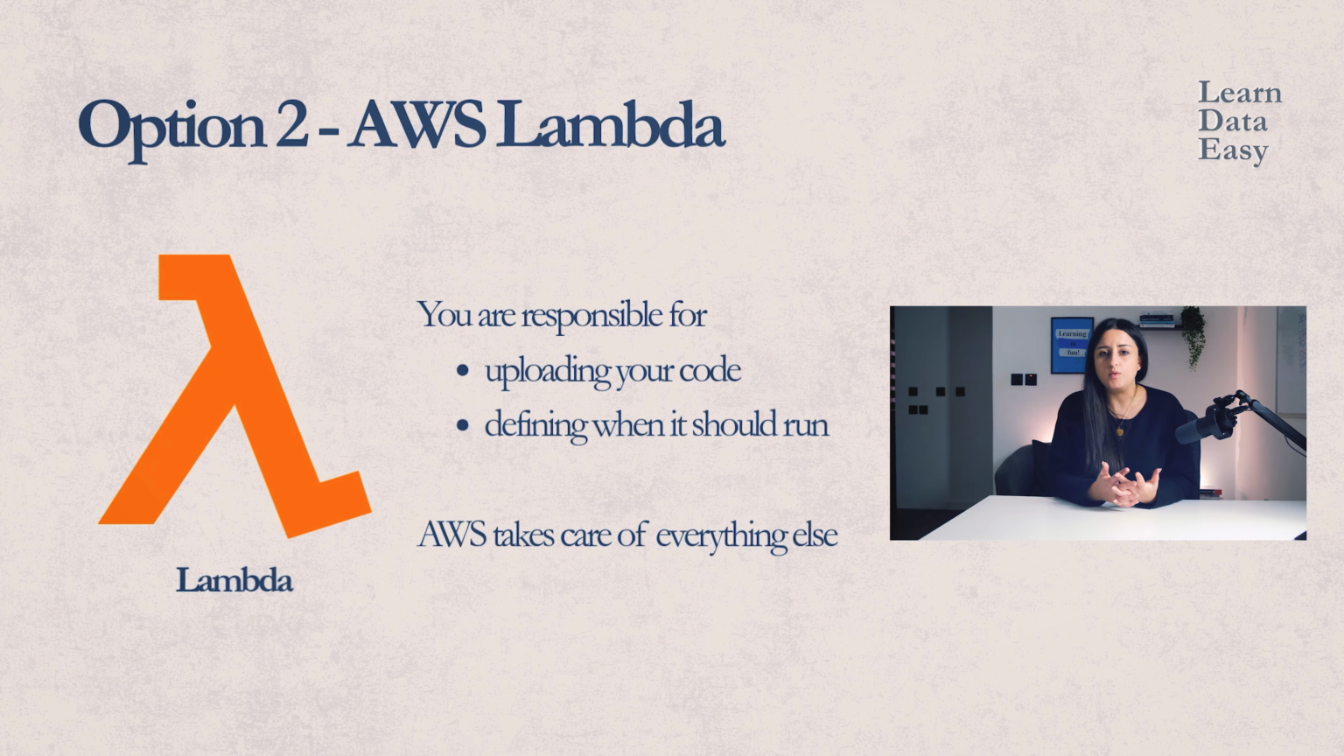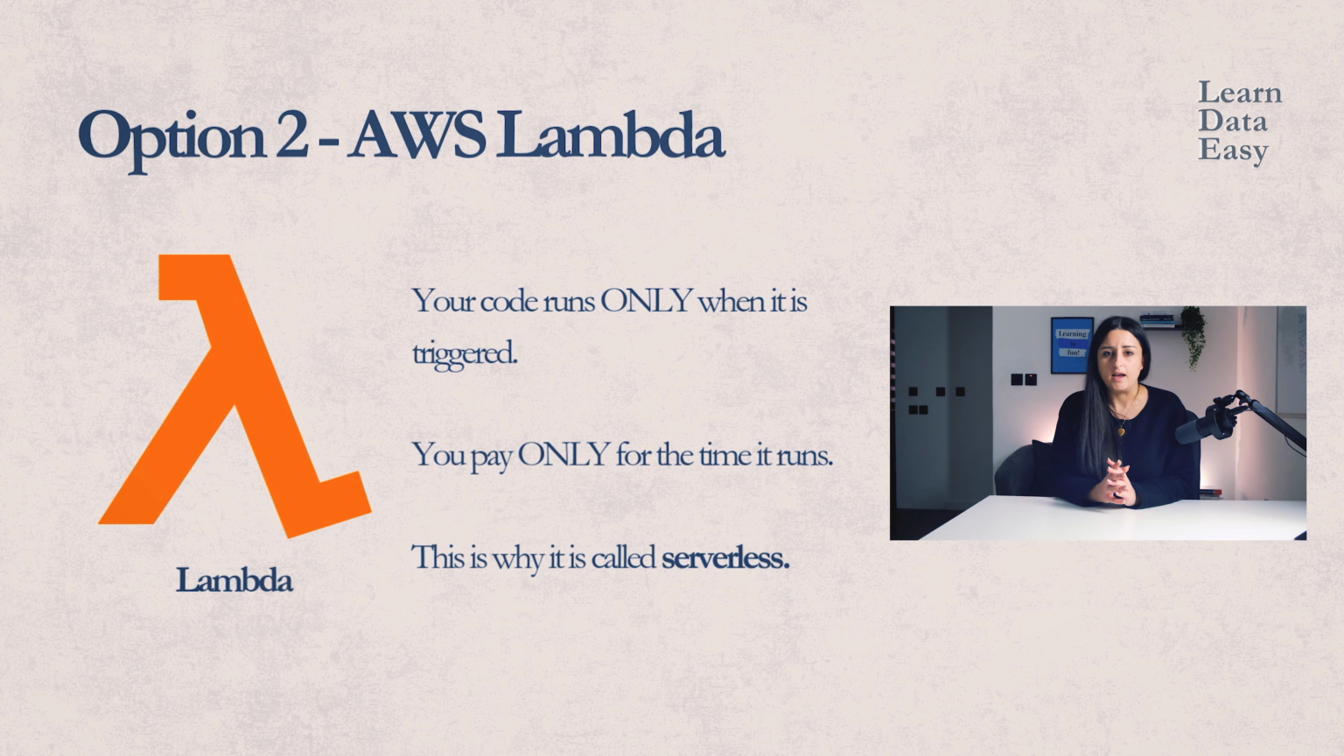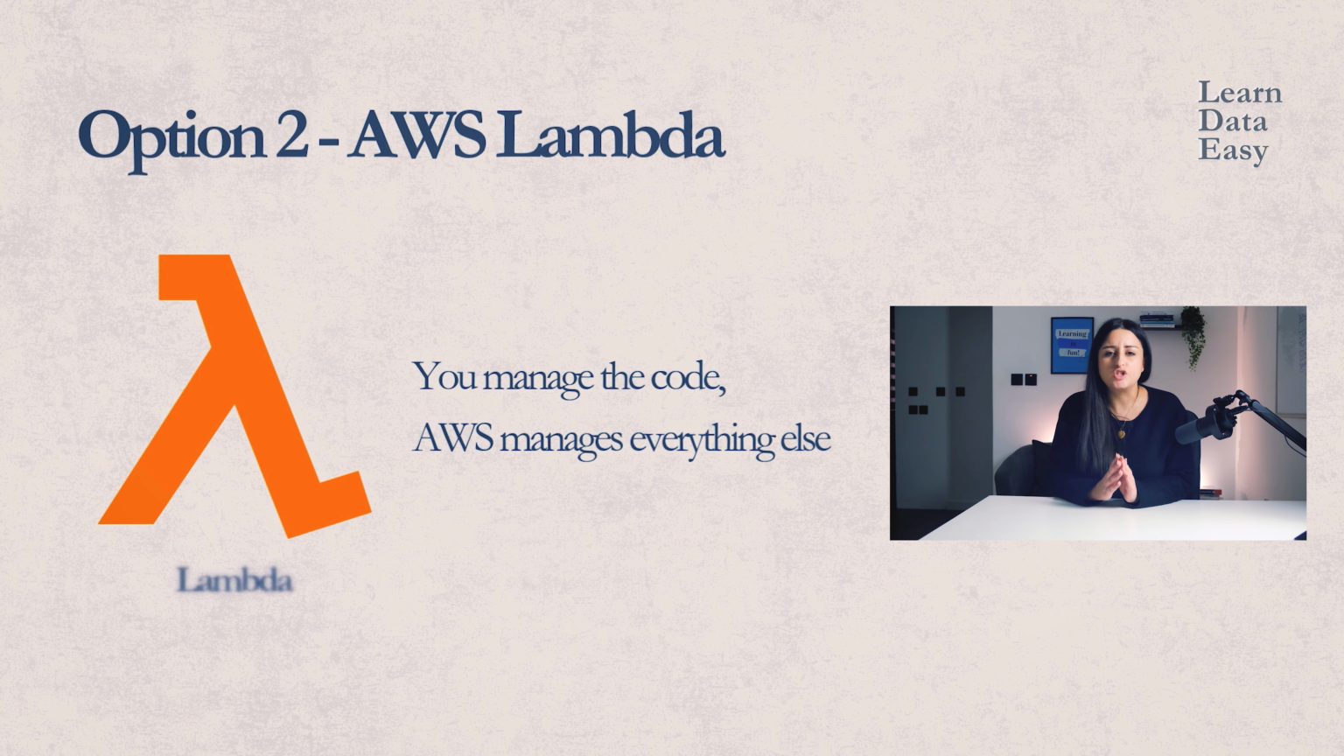On the other end of the scale is AWS Lambda. With Lambda, you don't manage servers at all. You upload your code, define when it should run, and AWS takes care of everything else. Your code runs only when it's triggered, and you pay only for the time it runs. This is why Lambda is called serverless. Not because servers don't exist, but because you never have to manage them. A good way to remember Lambda is this. You manage the code, AWS manages everything else.